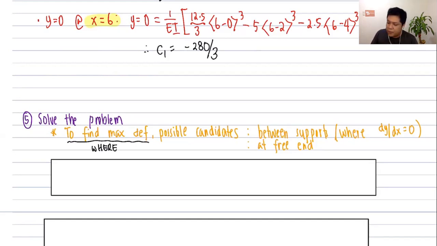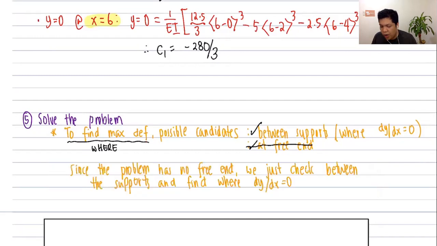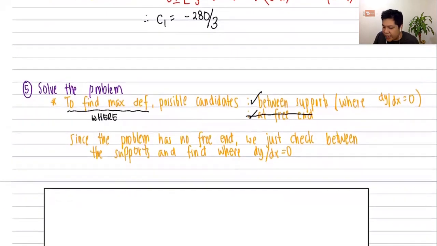Where is the maximum deflection found? It can either be, as we mentioned earlier, between supports where dy over dx is 0, or at the free end. However, in our problem, we actually do not have a free end. Therefore, I will just cancel this second one. There's no need to check it because there's no free end. So we only check between the supports and find where dy over dx is equal to 0.